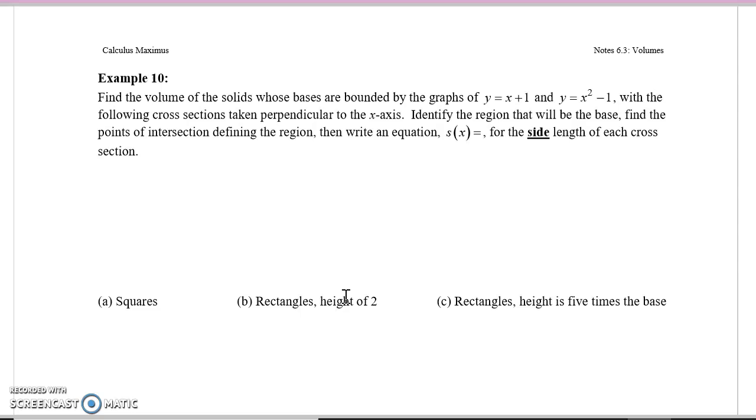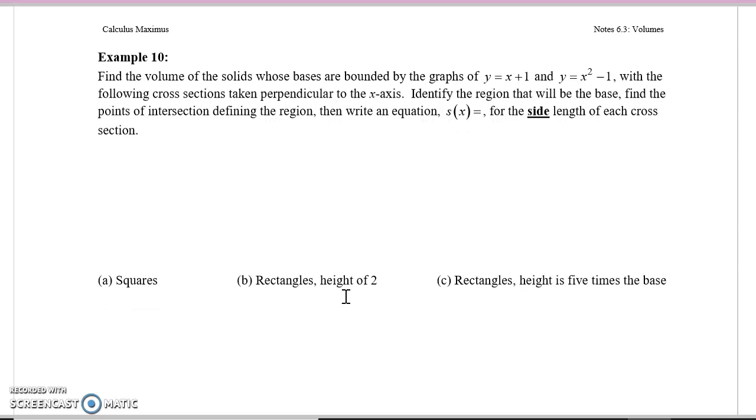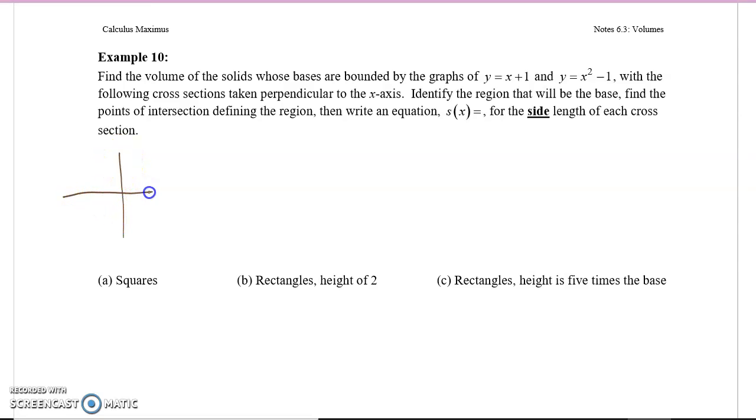So in example 10, we're going to use the same bounded region, and we're just going to change the shape of the cross section. So we've got the line y equals x plus 1, which is a line of slope 1 going through the y-axis at 1. And we've got y equals x squared minus 1, which is a parabola whose vertex is at 0, negative 1. And the region bounded by those two shapes is going to form the base of a solid.